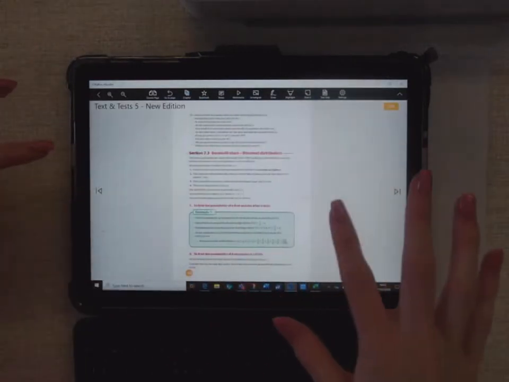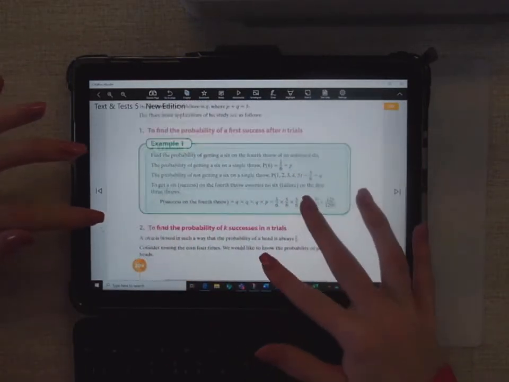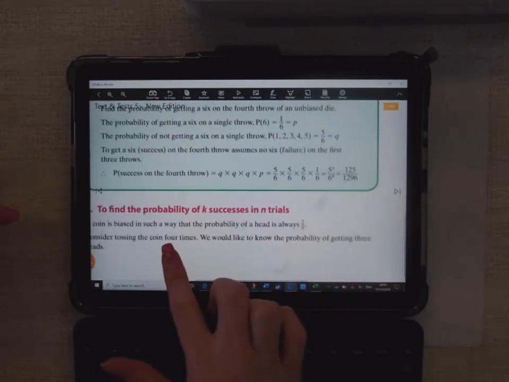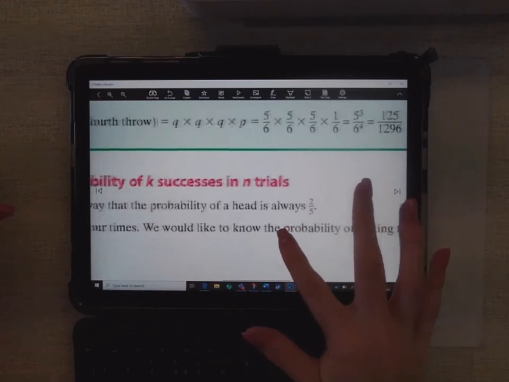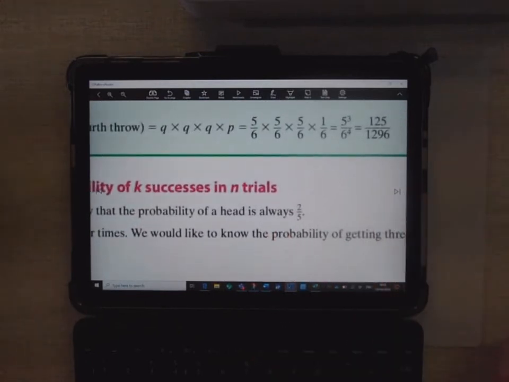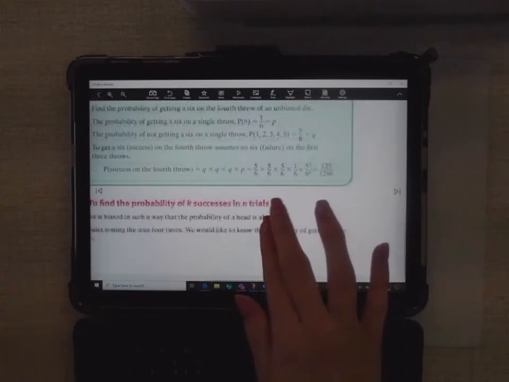Now, I just want to go back here and see. Okay, yeah. So it's a biased coin. And the probability of head is 2 out of 5. So what's the probability of tails? 3 out of 5. Okay, it's a biased coin. It's just so that it's clearer with this.